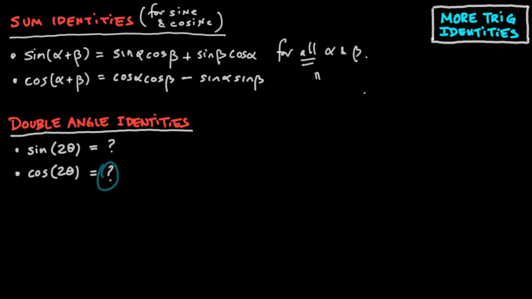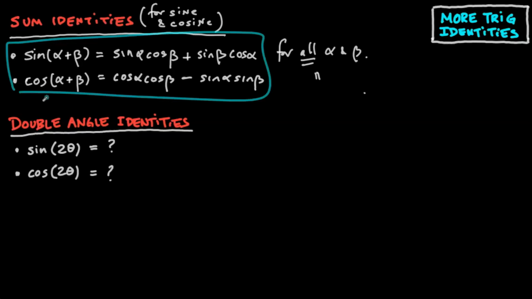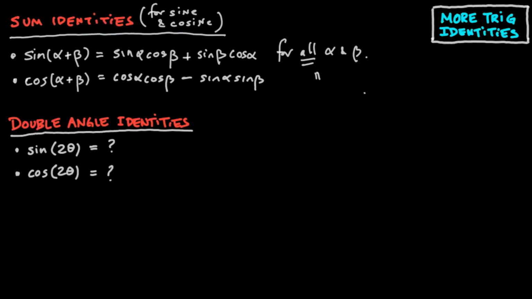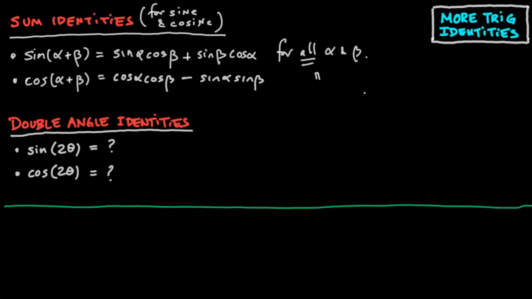What are these expressions? I hear you cry. Well, let's derive them. And unlike these, which required a lot of work and a lot of cleverness to derive, these are extremely easy to come up with once we know the sum identities. They're so easy I don't even need to clear out any extra space here. This tiny bit of space at the bottom will more than suffice. So let's start with the double angle identity for sine.